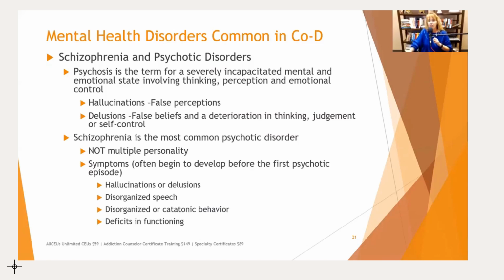Symptoms of schizophrenia often begin to develop before the first psychotic episode. The person will start having hallucinations or delusions. Also, with Parkinson's disease, people sometimes have hallucinations and delusions, so rule out some of the physiological causes too. They may have disorganized speech, where their speech doesn't make any sense at all, disorganized or catatonic behavior, and deficits in functioning, such as getting up in the morning and getting themselves ready and typical activities of daily living.